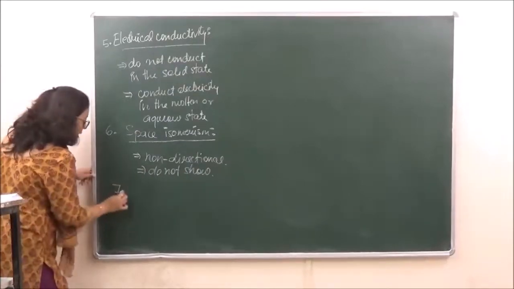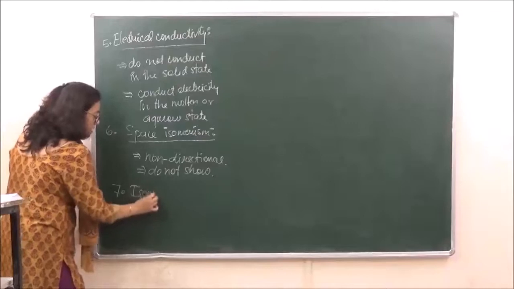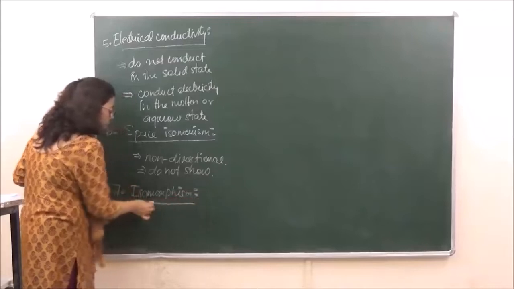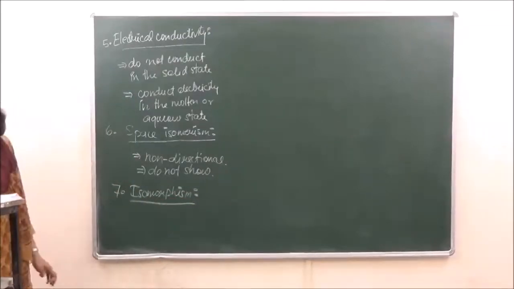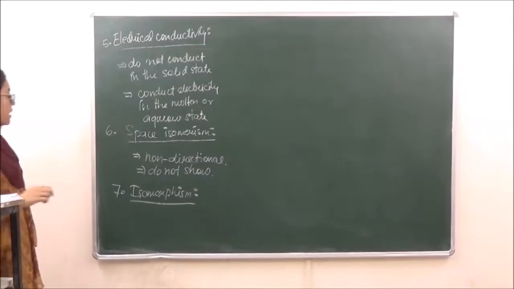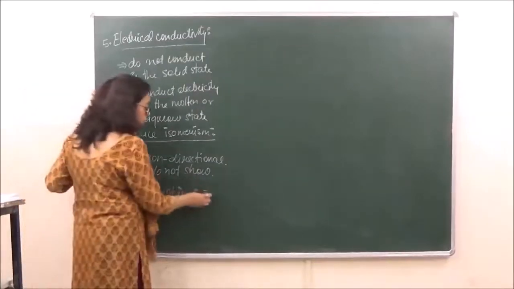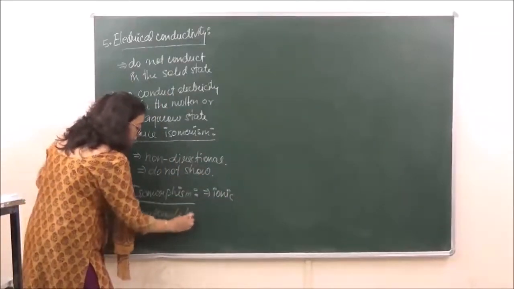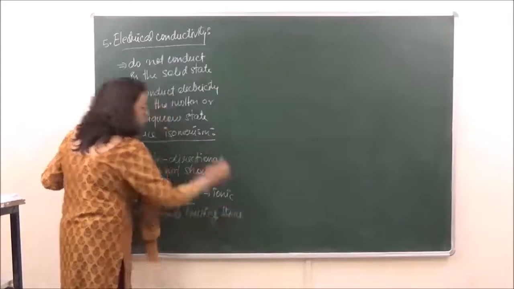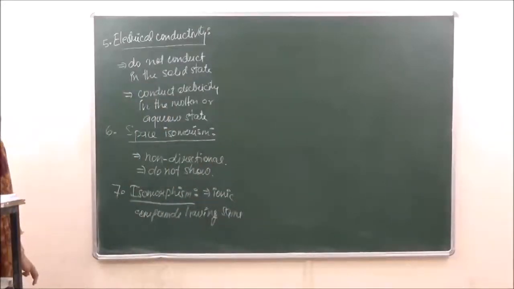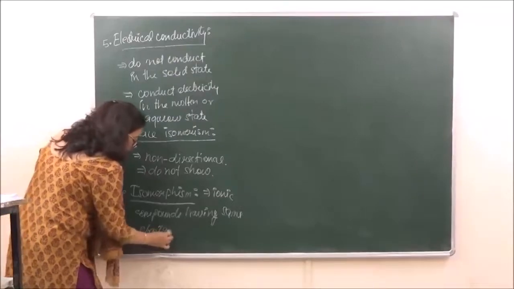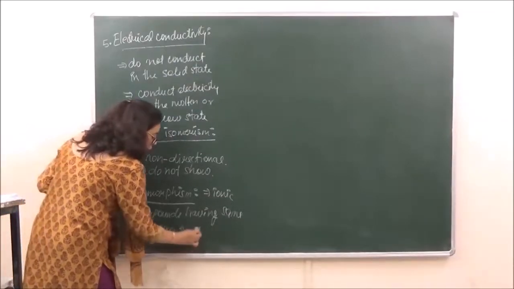Then the seventh property is isomorphism. What do we understand by this term? Isomorphs are those ionic compounds having the same electronic structure.